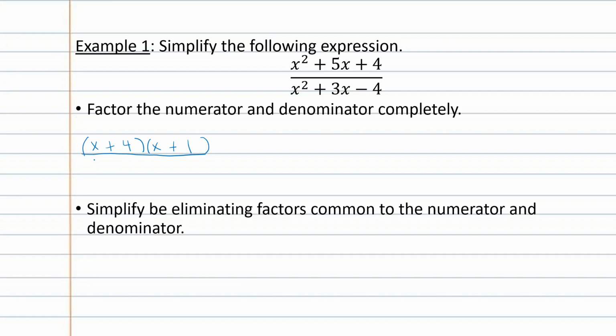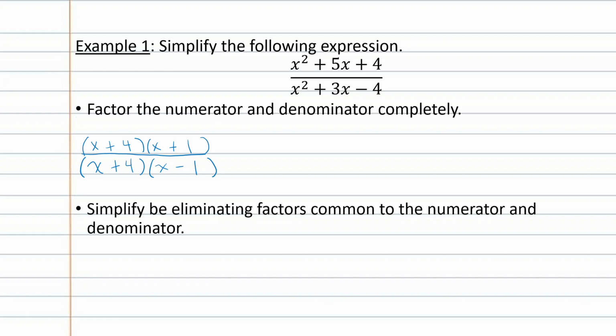Let's factor the denominator now. Same thing. There is not a number out in front of the x squared, so we should be able to factor these two terms into an x and an x. I need two terms that multiply to negative 4 and add to a positive 3. So I'm thinking, how about a positive 4 and a negative 1?